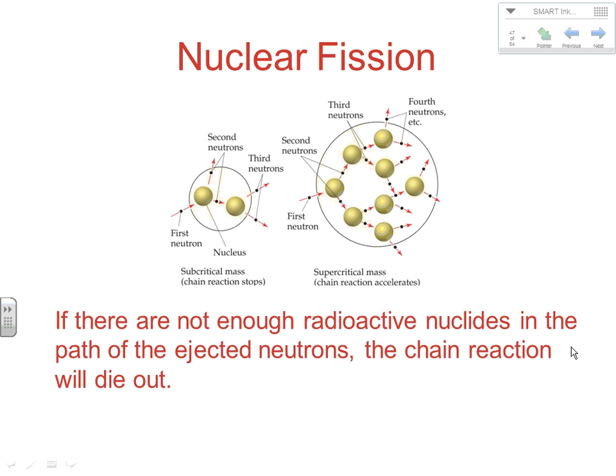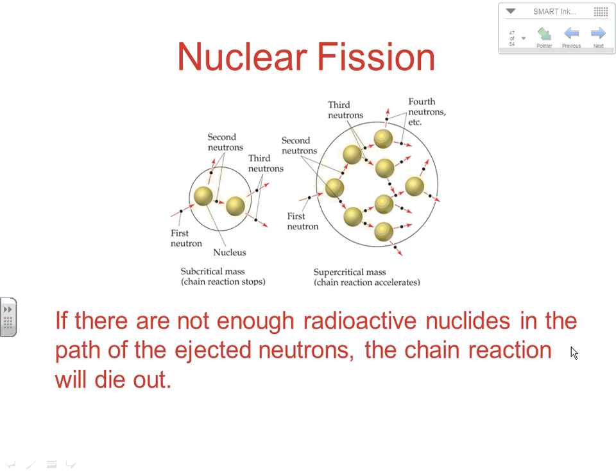Now, if there's not enough radioactive nuclides in the path of the ejected neutron, then the chain dies out. So to really get this reaction to go, we have to have enough nuclides relatively close together to sustain this chain reaction. And if we really want to get a nuclear bomb, an out of control expanding chain reaction, we have to have them incredibly, incredibly close together. And one of the things that we found out in creating nuclear bombs was, when you have a pure sample, that's just not close enough. It's not dense enough. The particles aren't compact enough.